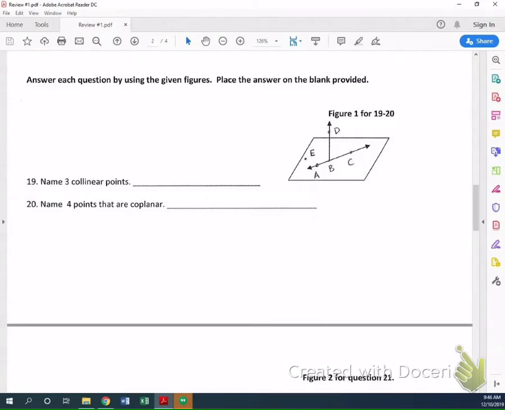Anyone? 3 points on the same line. A, B, and C are all on the same line. Good. The next one says name 4 points that are coplanar.